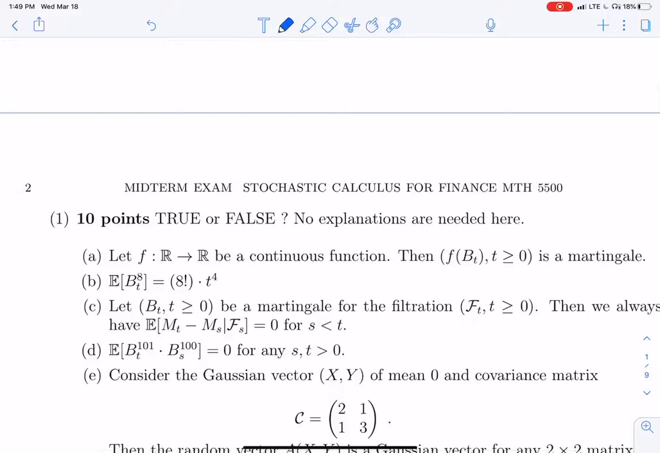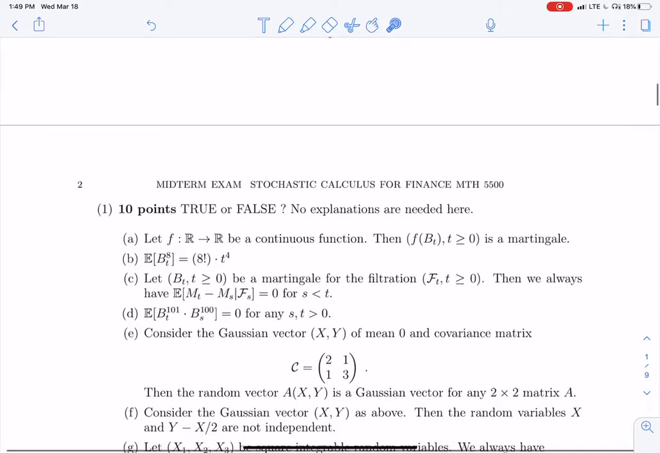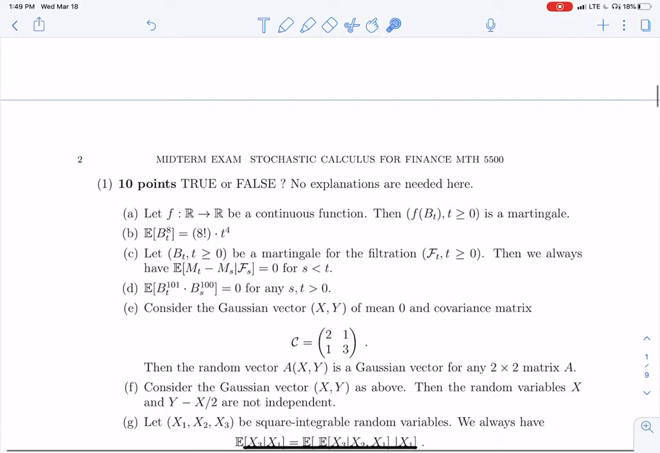Okay, all right. So let's do the practice midterm. I'm going to start with a true or false. So first, I have that if f is a continuous function, then f(Bt) is a martingale. And the answer to that is false, because I know that Bt squared is not a martingale.